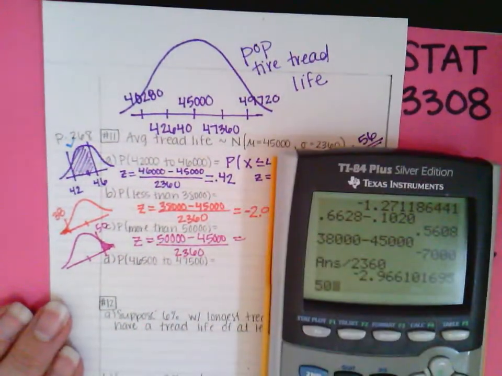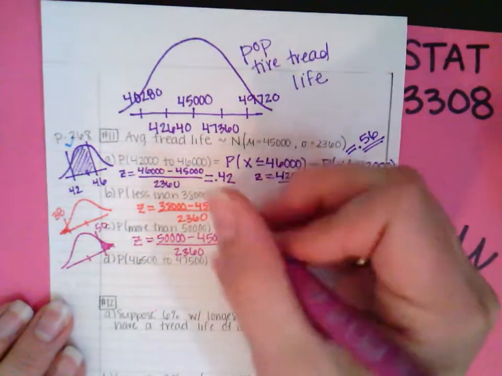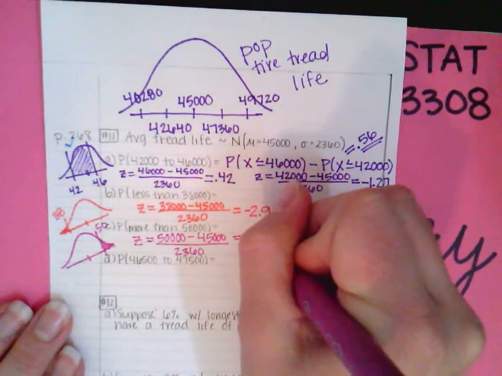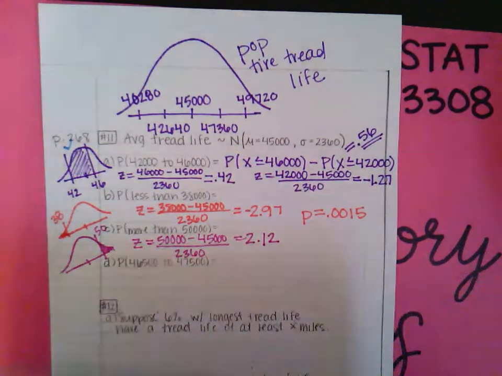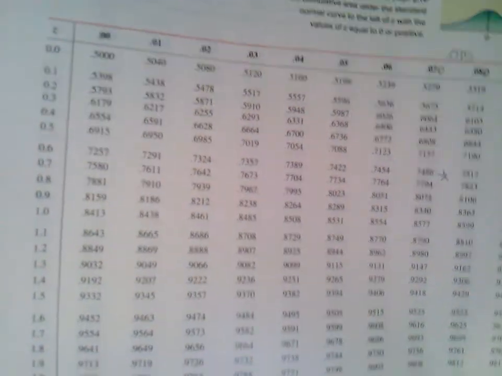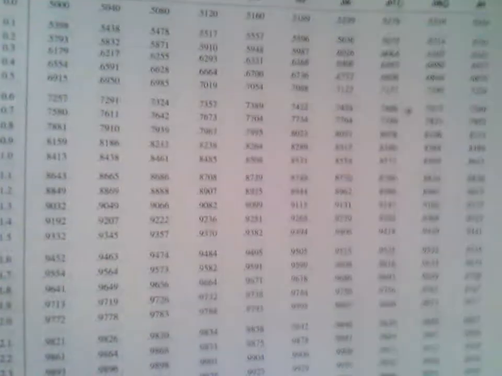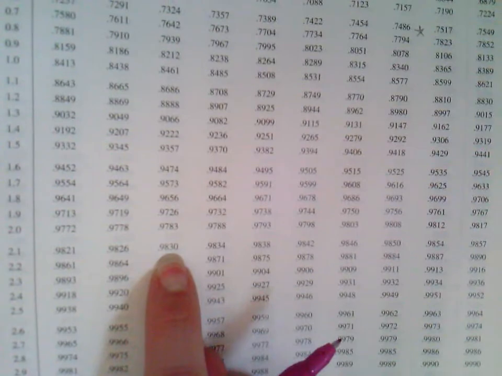Okay. 2.12. Now, the reason I wanted to make sure we did something like part C is every probability you get in the table is a left-sided probability, and it shows you that in the diagram. Entries in this table occur to the left of the z-score. So when I look up 2.12, 2.1 and over to 2, I get 9830.